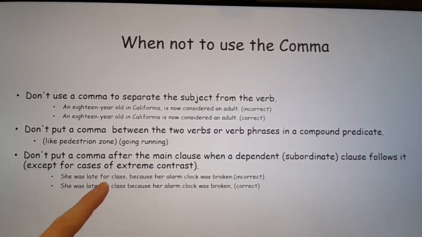So she was late for class, comma, because her alarm clock was broken, or she was late for class because her alarm clock was broken. This is correct. Actually, this shouldn't be a comma right there. It should be a period. So I just want to show you a quick cartoon, actually. It's called A Comma Story. I think you'll enjoy it. It's only about 4 or 5 minutes long, but it's got some great examples of how to use the subordinates and the conjunctions, whether a comma is necessary or not.